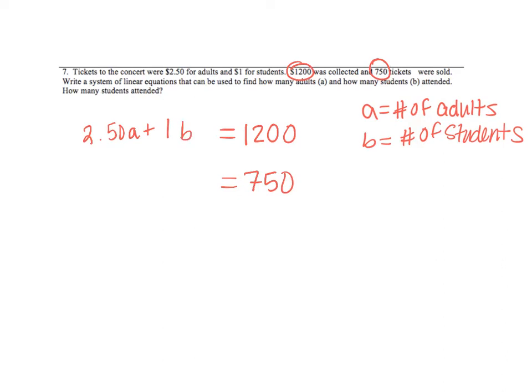Then it lets us know that there's 750 tickets in all. So I'll just add the number of adult tickets sold plus the number of student tickets sold, which is just A plus B. Then I'll just use elimination to solve this, and I'm going to eliminate the B's over here, and I'm going to do that by multiplying the second equation by a -1.